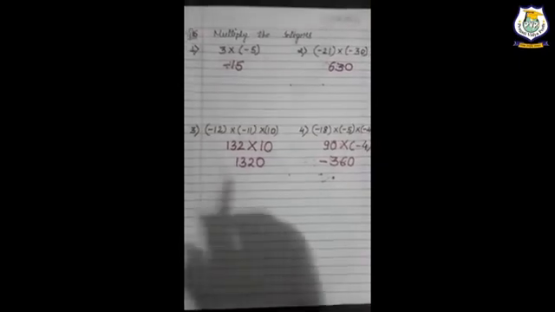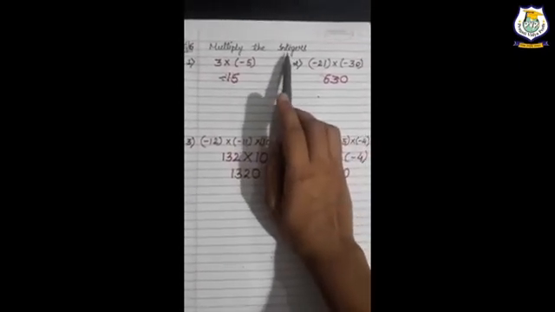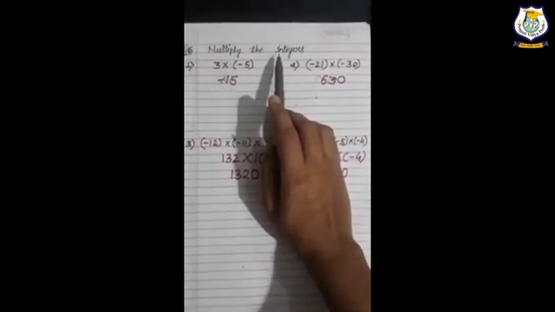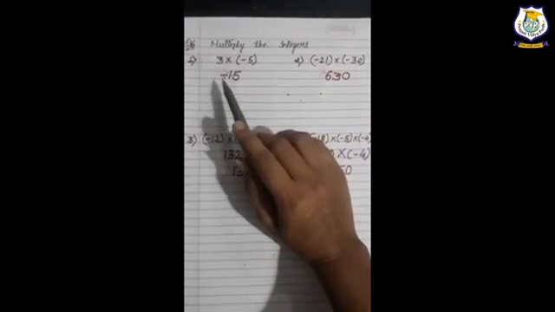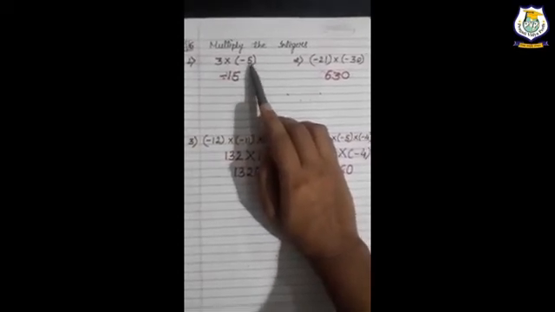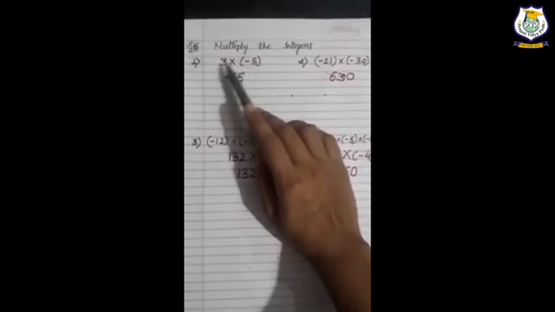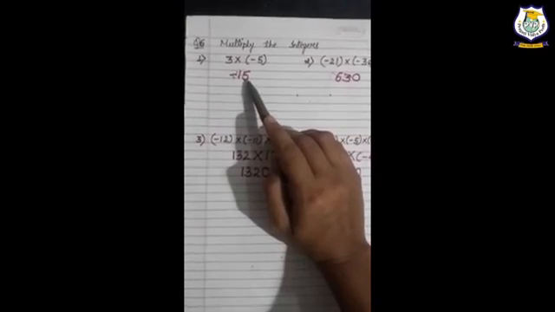Now we will move to our next topic, that is multiplying integers, right? Now here we will have to do the multiplication of integers. Rules you already know, I have already explained, right? The first question is 3 multiply -5. First we will multiply the numbers only. 3 multiplied by 5 is 15. Now it's time to put the sign.